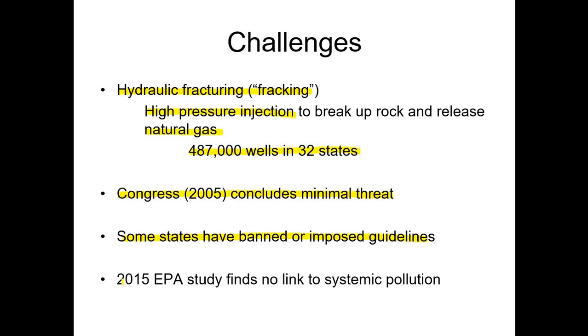In 2015, an EPA study found no link of fracking to systemic pollution. So as long as we see that it's not a serious threat, and continue to find that, then obviously the priority of producing it will remain. But debate is clearly still out there as to what the trade-offs are.